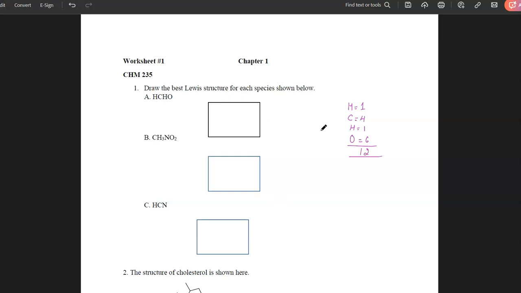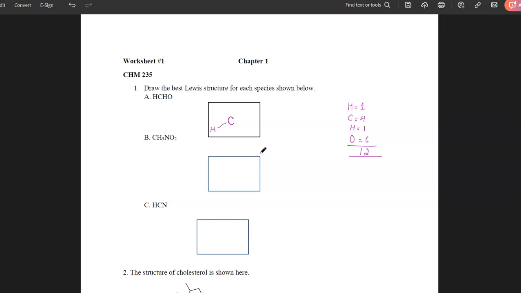So then the next step is to decide which one would be the central atom, and the rule is that the atom with the least electronegativity is the central atom, except for hydrogen. Hydrogen can never be the central atom. So here, keeping that in mind, carbon is my central atom because it's less electronegative than oxygen. And now we start by attaching hydrogen.